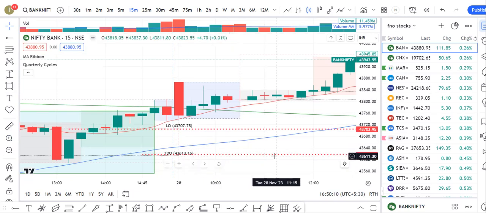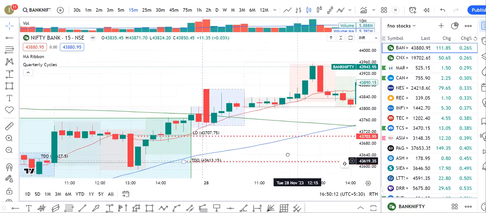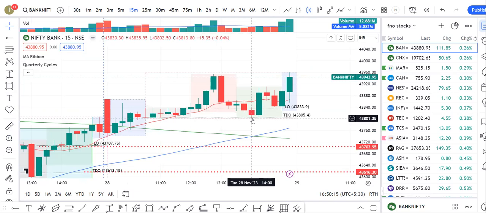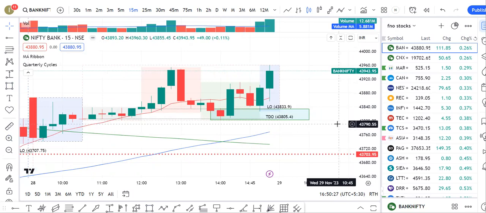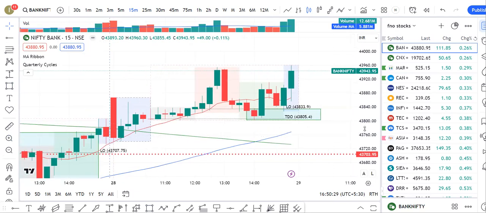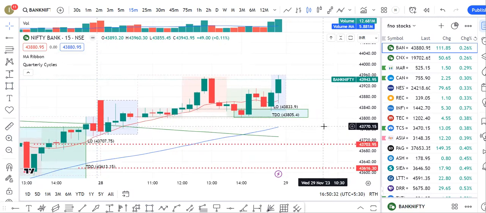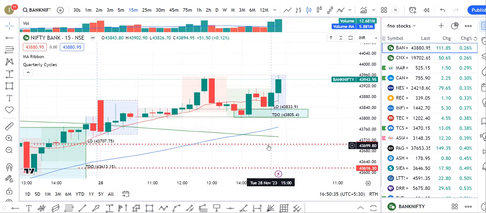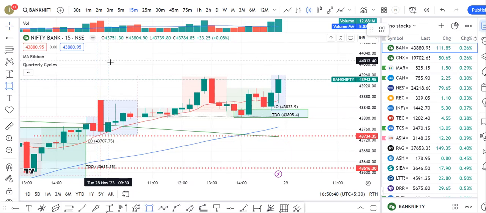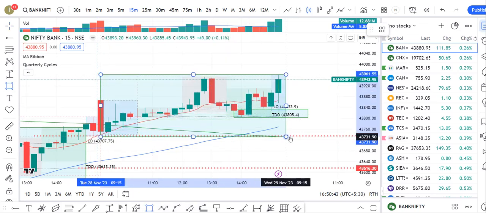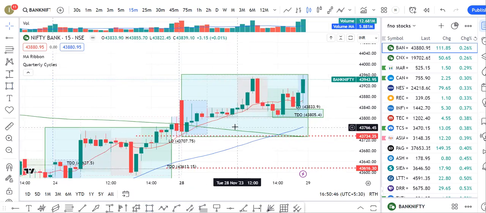Even it could not come to the true daily opening range. Whereas in Nifty, it came down to the daily opening range, and the manipulation happened here. For the next day, these are the two levels, 43,833 and 43,805, the guidelines for the next day. So what you have to do is mark the boundary like this.